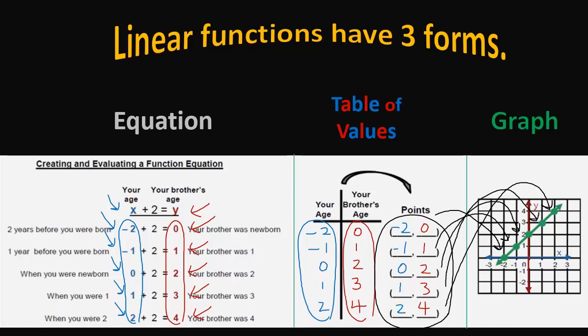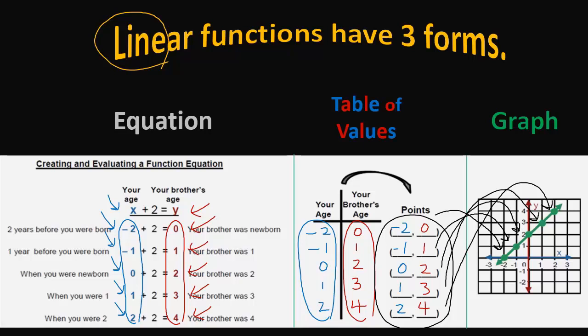Notice that the word linear has the word line in it. So when we graph a linear function, it will create a straight line. Notice also that that straight line has arrows on both ends. That means that it goes on forever in both directions.